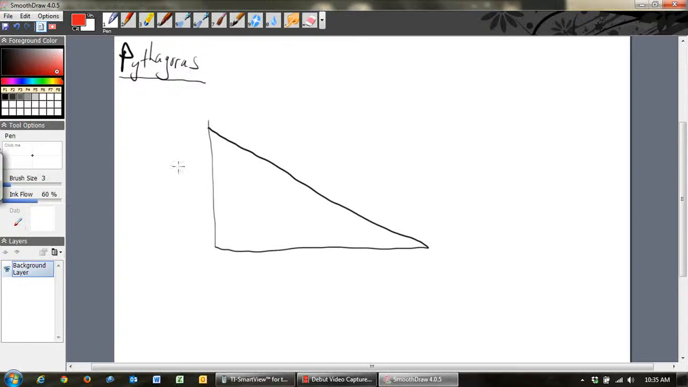What it says is, if you have a triangle that has sides A, B and C, where A and B are the two shorter sides, the shorter sides are always connected to the right angle. The third side, C, is always the hypotenuse, which means it's opposite the 90-degree angle. It's also the longest side. C is always the longest side.